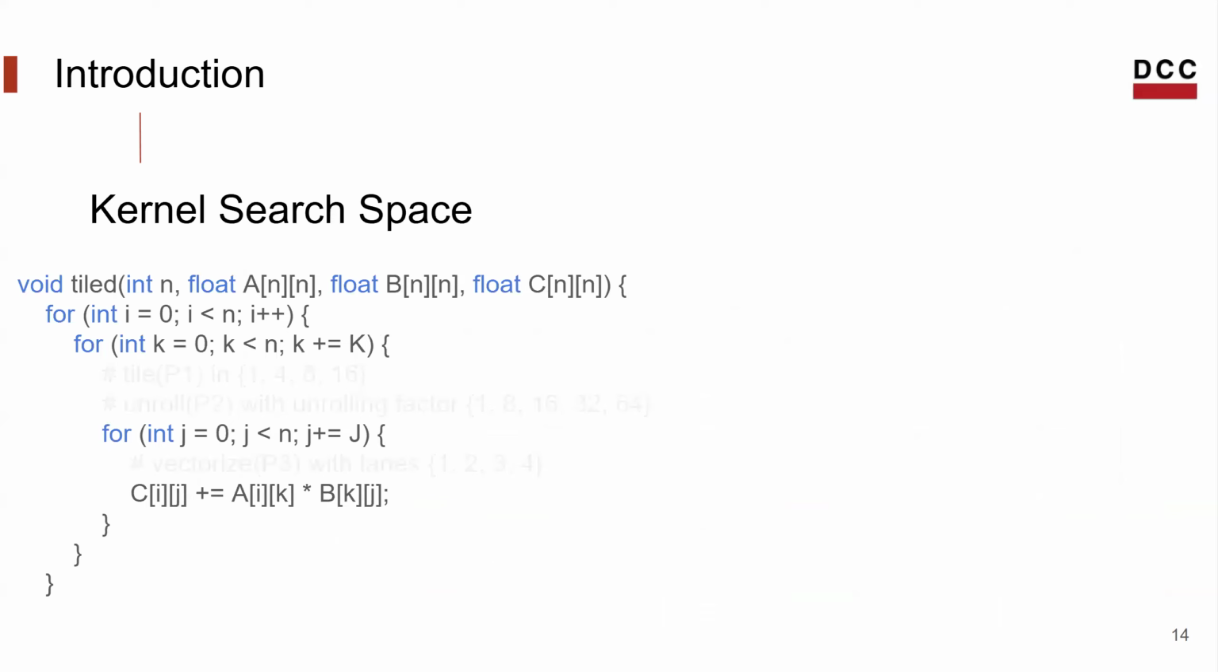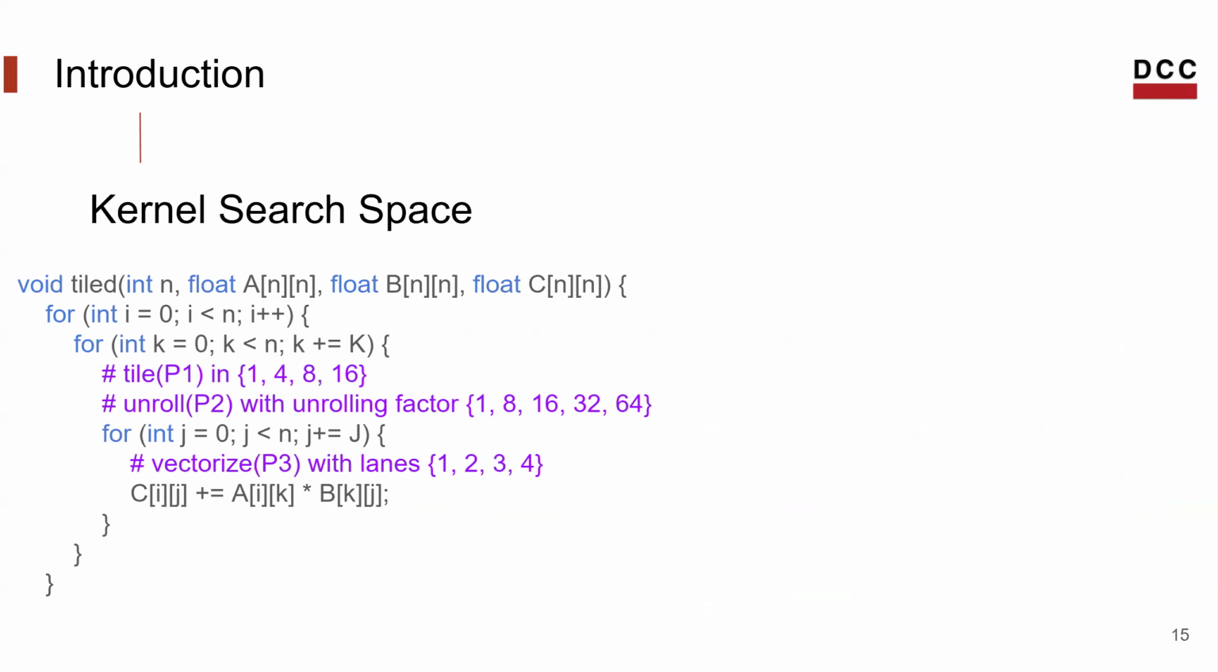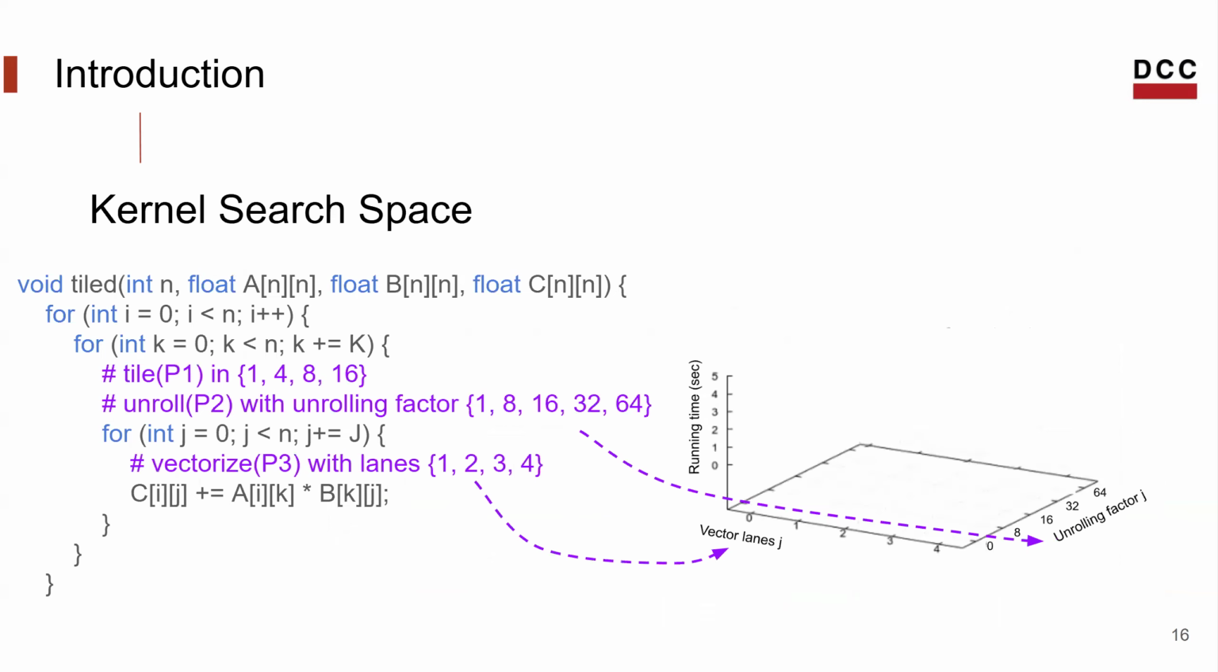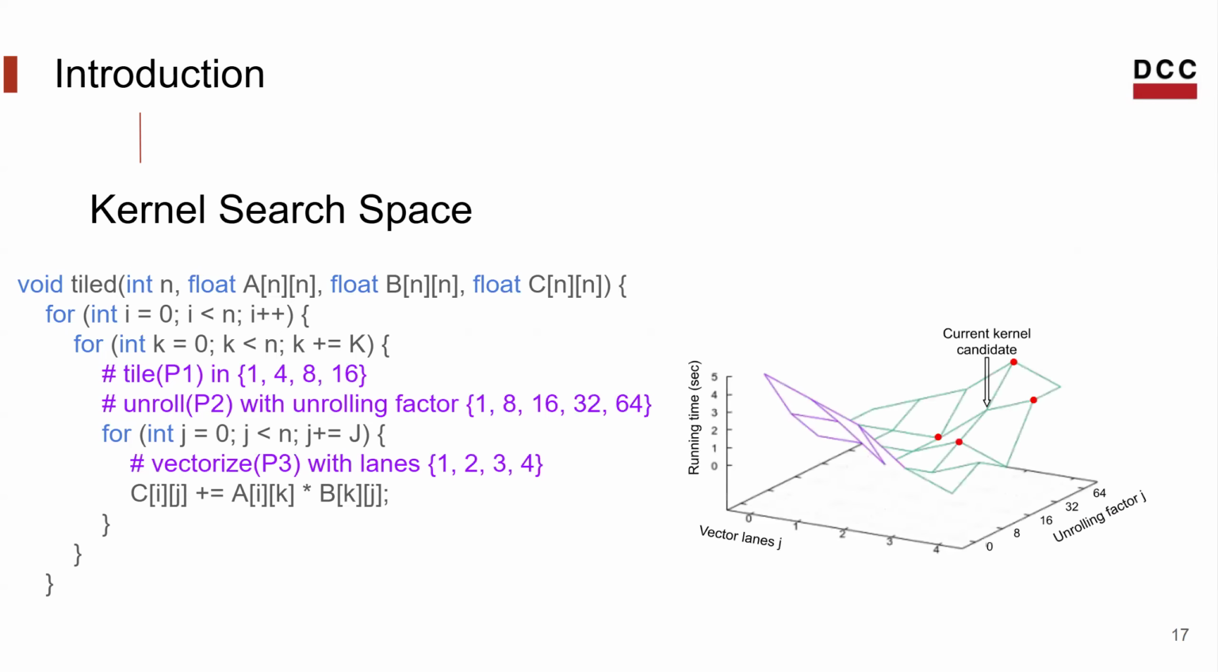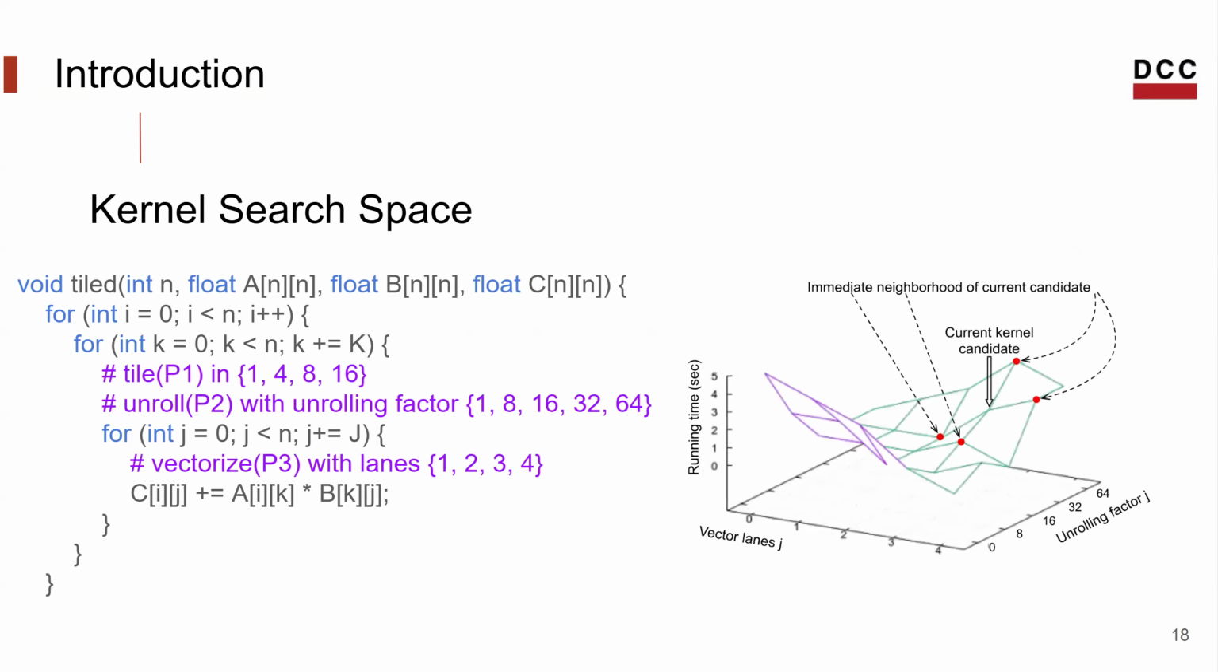To illustrate an example of a kernel search space, suppose we have a matrix multiplication kernel, and in the purple, we are applying two distinct optimizations on the kernel, unrolling and vectorization. The x and y axes are the optimization parameters, and the z axis would be the execution time. When we run it for different parameters, we form a search surface. And each of the red points would be a candidate to be the next point to be chosen.